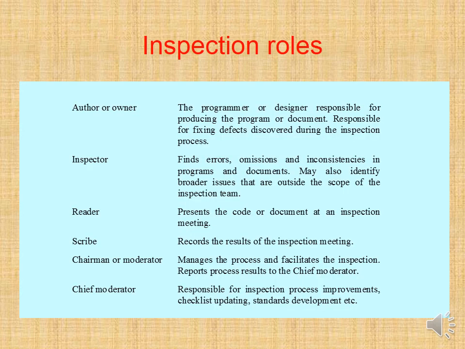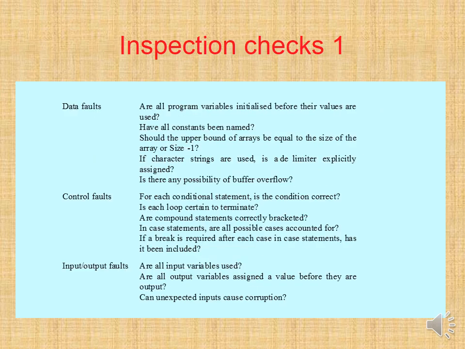The inspection roles: the author is responsible for producing the program or the document, and for fixing the defects. The inspector finds errors, omissions and inconsistencies. The reader presents the code or document at an inspection meeting. The scribe records the results of the inspection meeting. The chairman manages the process and facilitates the inspection. The chairman reports process results to the chief moderator. The chief moderator is responsible for the whole inspection process, improvement, checklist updating, standards development, etc.